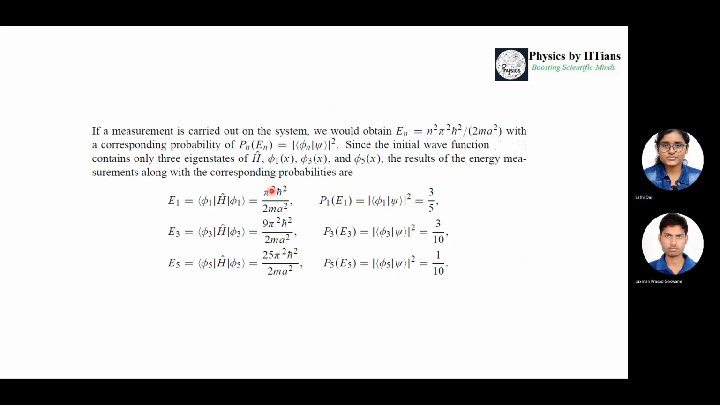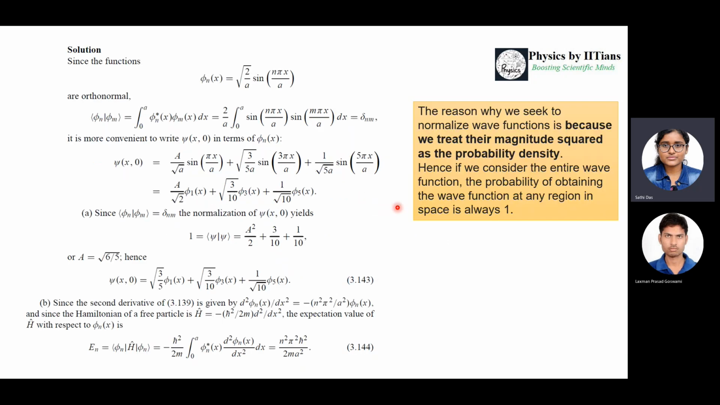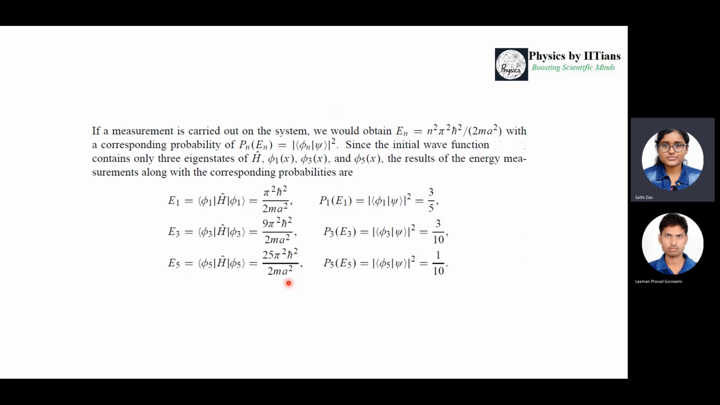So E1 is pi square h cross square by twice m a square, for the first energy state, n equals 1. For n equals 3 it is 9 pi square h cross square by twice m a square, and for n equals 5 it is 25 pi square h cross square by twice m a square. The corresponding probabilities you can find from this wave function: root 3 by 5 phi 1 x, plus root 3 by 10 phi 3 x, plus 1 by root 10 phi 5 x. This is the wave function, so you take the mod square.